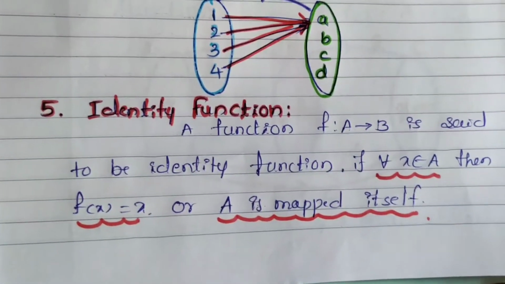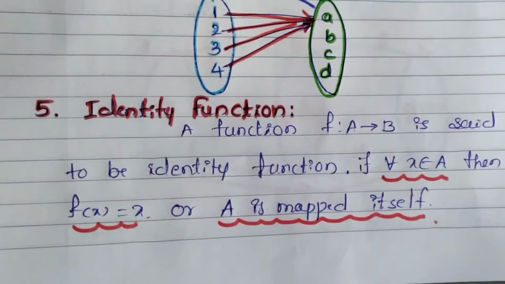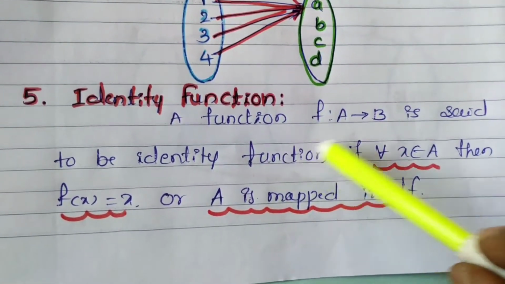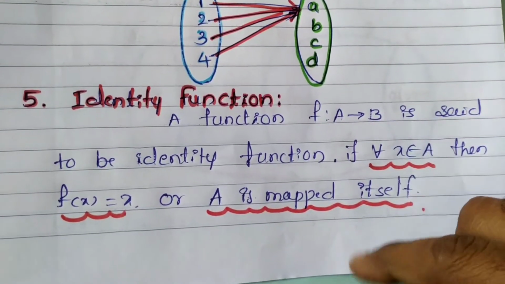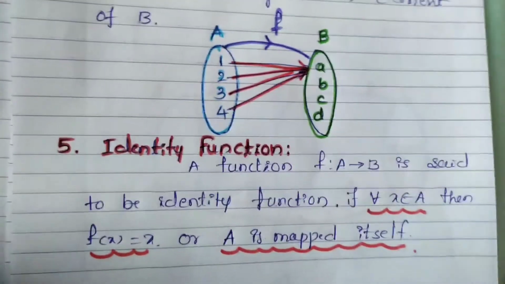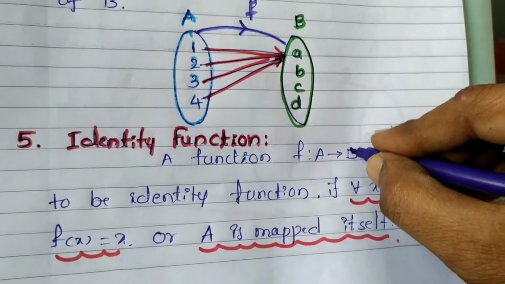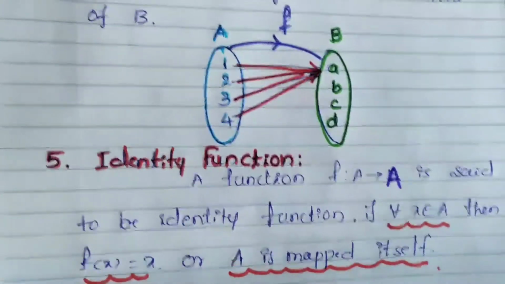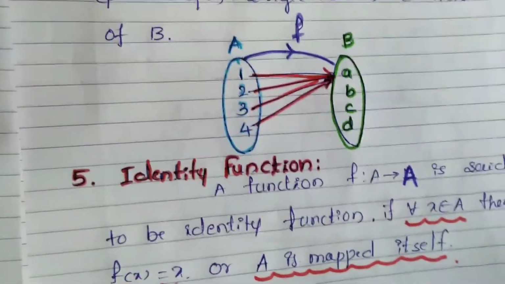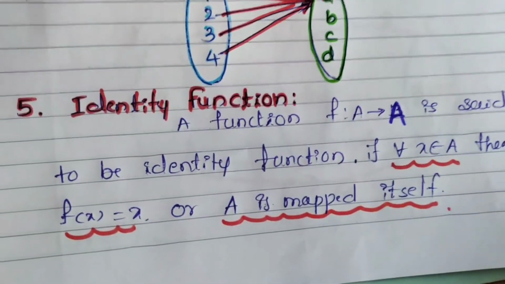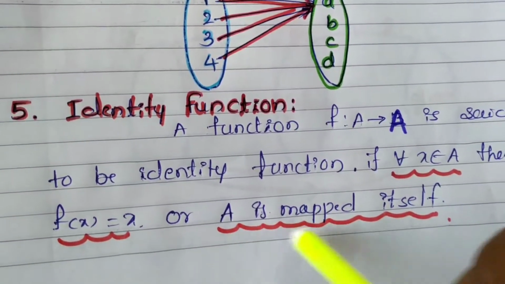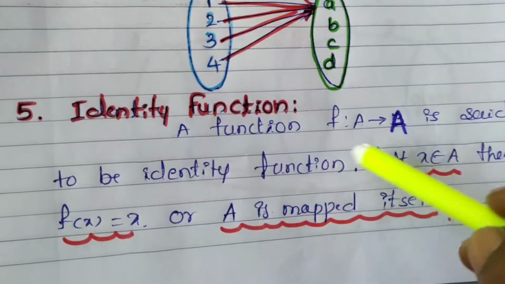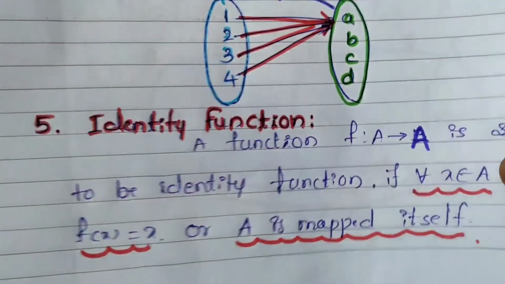Next, the identity function. A function f from A to A is called the identity function if for every x belonging to A, f of x equals x, that is, A is mapped to itself. A set mapped to itself is called the identity function.